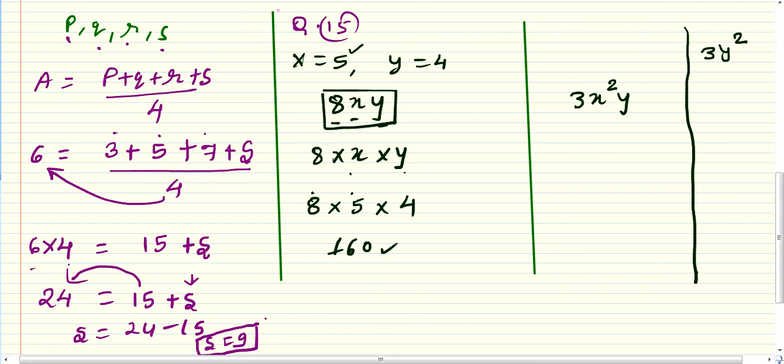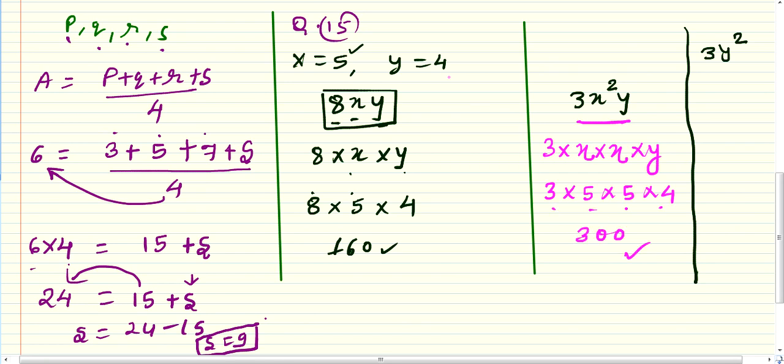Now next question is 3x square y. You can write this expression as 3 into x into x into y. 3 will be 3 into x, value of x 5, into again 5, into 4. 5 fives are 25, 25 fours are 100, 100 into 3, 300. So this is your required answer.